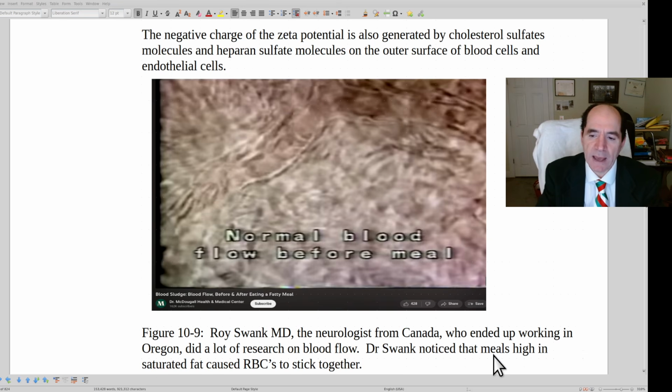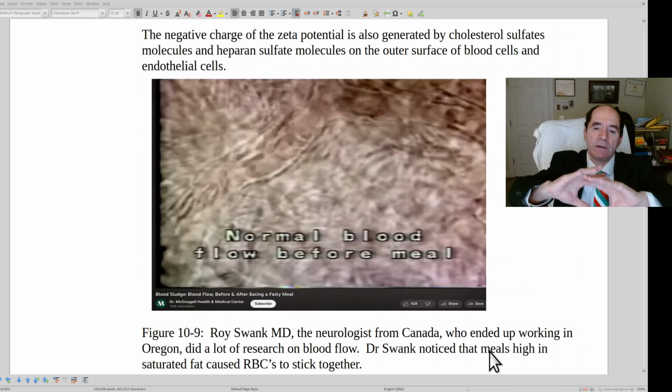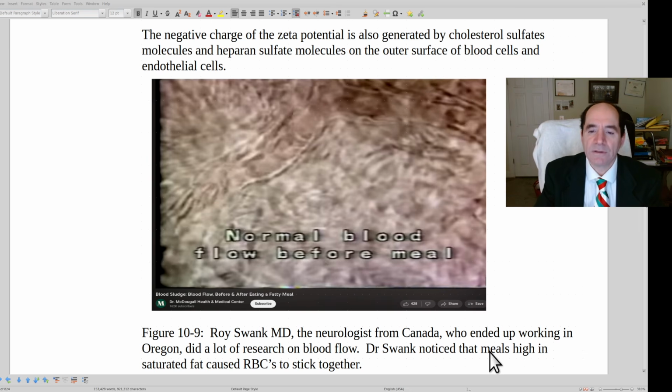And what he noticed was that meals high in saturated fat would tend to produce a lot of chylomicrons immediately following eating that would stick the red blood cells together. And so he did some videos. This was done, I think, in the cheek pouch of a hamster, but they've done these things underneath the tongue in humans. They've looked at the eye postprandial.